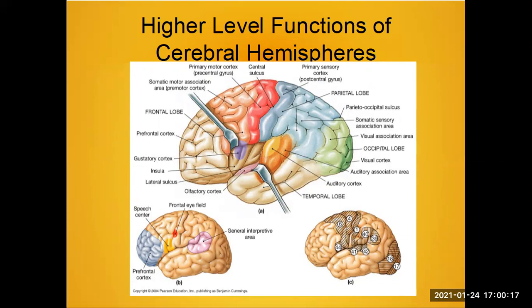Important zones of the cerebral hemispheres: primary motor cortex, primary sensory cortex, visual cortex, auditory cortex, auditory association area, olfactory cortex, gustatory cortex.